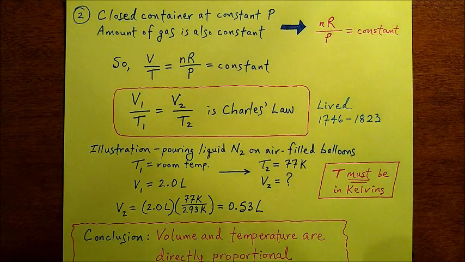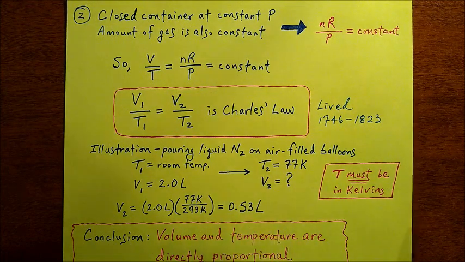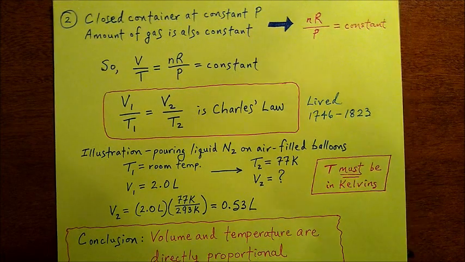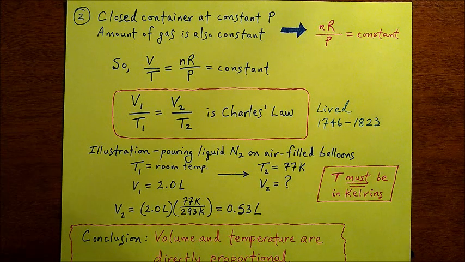If you do see the video, you'll see that when you pour liquid nitrogen, which is extremely cold at 77 Kelvin, the coldest temperature possible is absolute zero, 0 Kelvin. So liquid nitrogen is very, very cold stuff, 77 Kelvin. But it's pretty cool. You pour it over an air-filled balloon, and the balloon essentially collapses to nothing. That's an illustration of Charles' law.